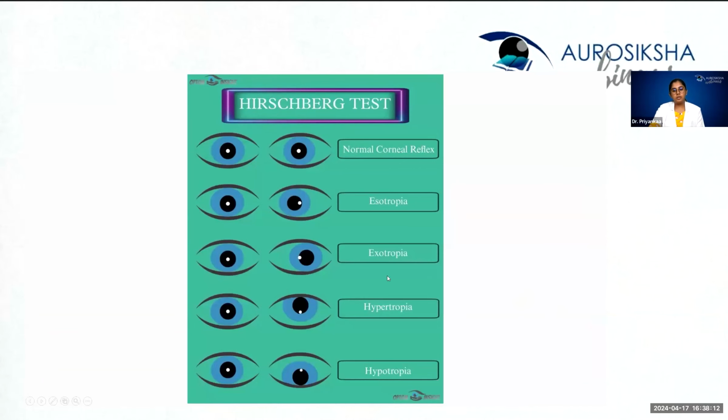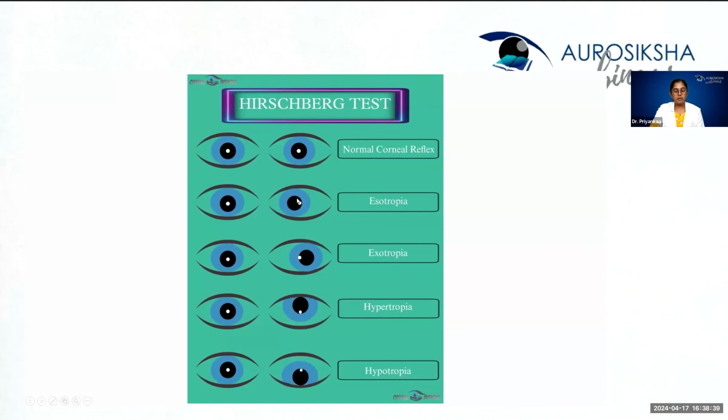One more importance for these movements of the eyeball is the Hirschberg test or the corneal reflex test. I think most of you will know what this test is. If you shine a bright torch in the center of both the eyebrows, the normal corneal reflex will be seen in the center of the pupil, as you can see in this picture. All these are squint or strabismus.